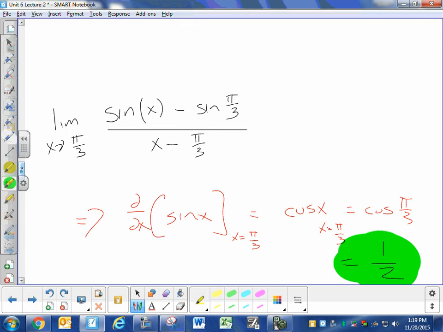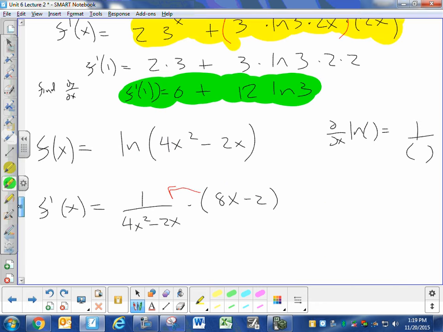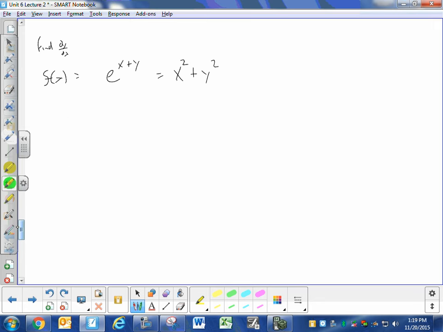Okay, two more. Implicit derivatives. Let's find the derivative of that. Solve for dy/dx. Sorry, I shouldn't have that f of x there. It should just be e to the x plus y equals x squared plus y squared.